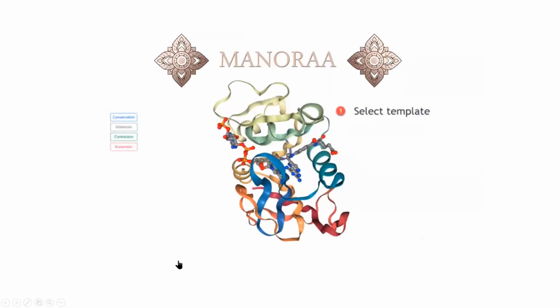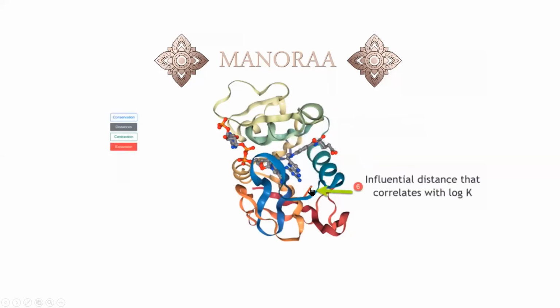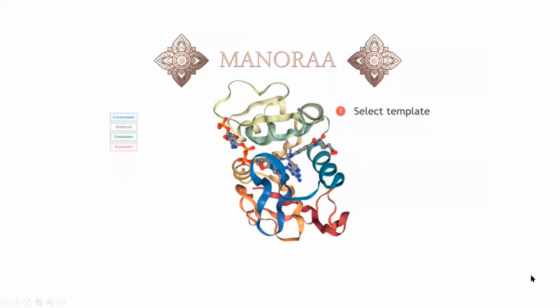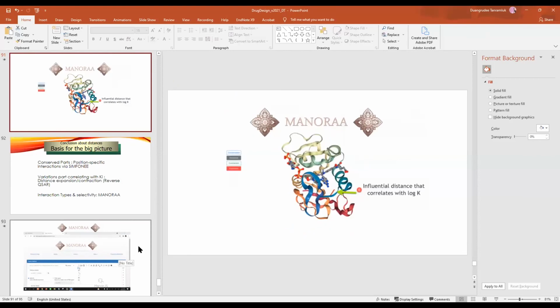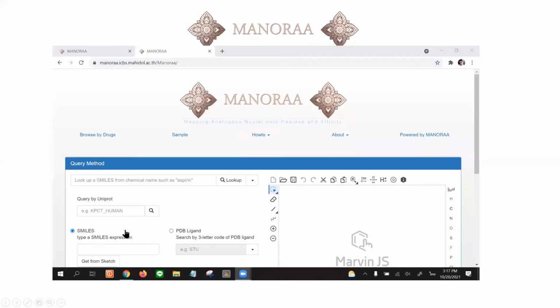MANORAA can help in binding affinity optimization. First, you need to select the template to find the frequently occurring neighboring entities. These atoms will be binned to find the most distinctive parts and measure the distance among them. These distances will be fed into machine learning algorithms, and it will give rise to the influential distances that correlate with Ki, and the drug can be optimized. Okay, that is the demo video, a little bit on MANORAA.